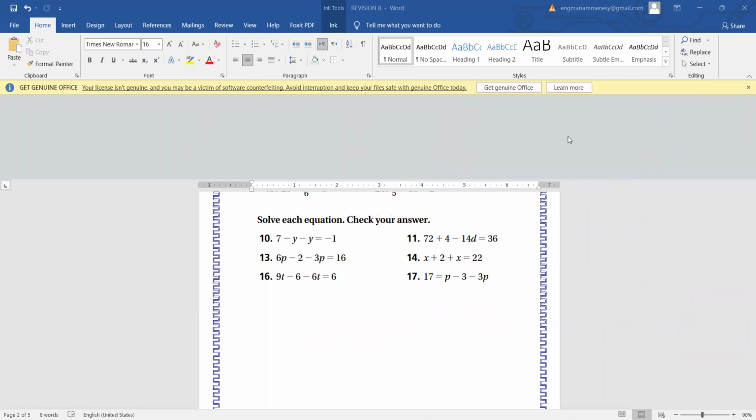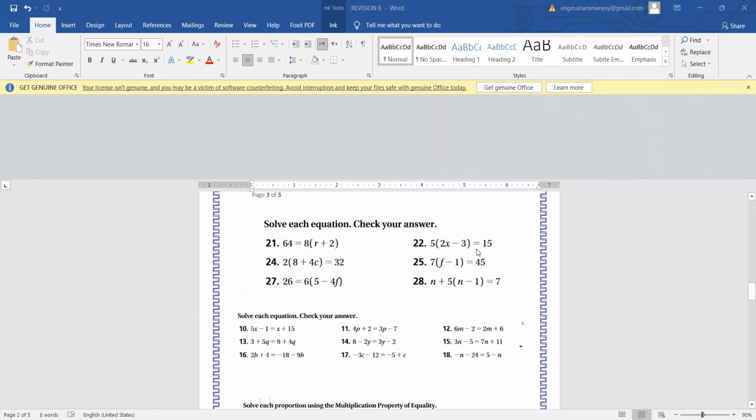You must solve all of this sheet today. You must solve it. Okay, my dear. Here, solve each equation and check your answer. Here, distribute first.